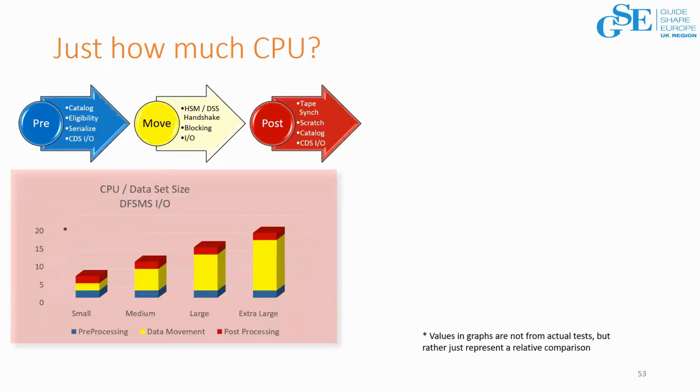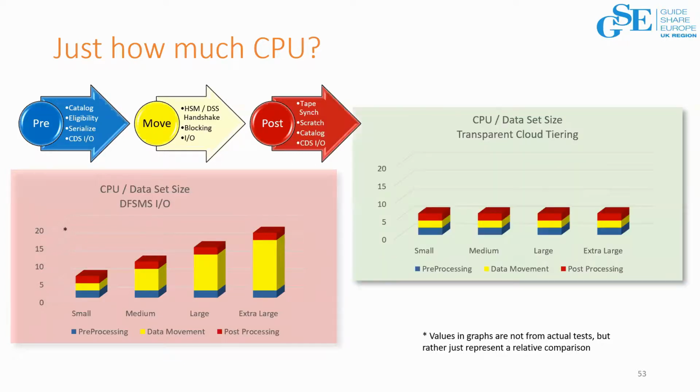So on this bottom left here, you can see that for small data sets on the very left, the amount of CPU consumed for pre-processing, data transfer, and post-processing is about the same. But then as the size of the data set increases, and you look to the right, the amount of CPU consumed for data movement is increasing proportionally. So here on the right, you see that with TCT, large data sets consume the same amount of CPU as the smaller data sets.